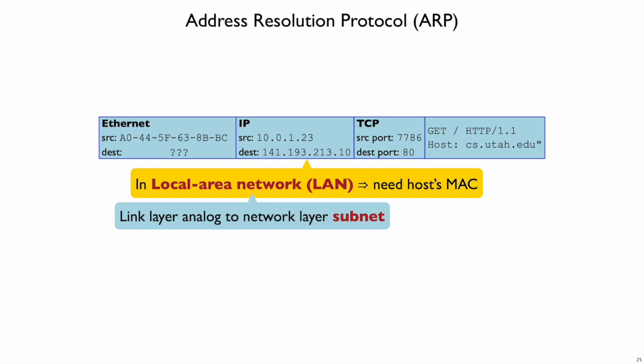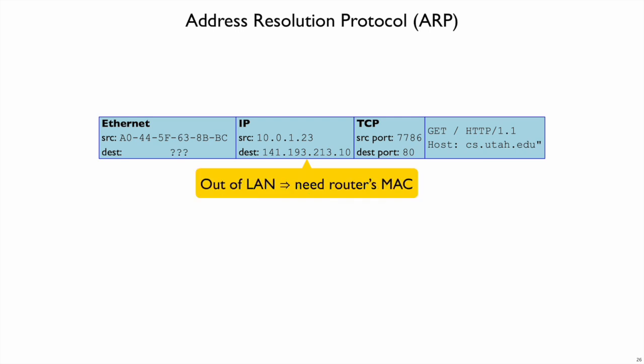A local area network is similar to the idea of a subnet at the network layer. So if that machine is close enough, then we just need that destination machine's MAC. If it's further away, then that means we cannot see that destination machine's MAC directly. Instead, we need to go through some router at the link layer, so that means we need our local router's MAC. Either way, we need some sort of MAC to know where to send it.